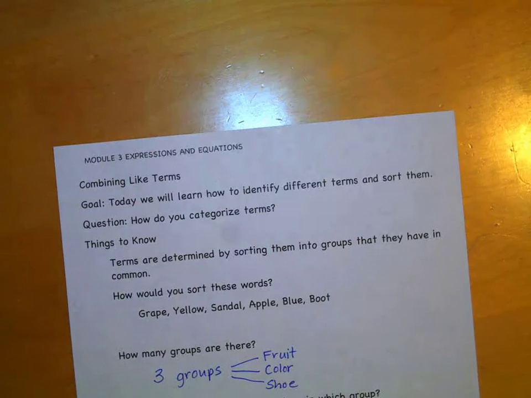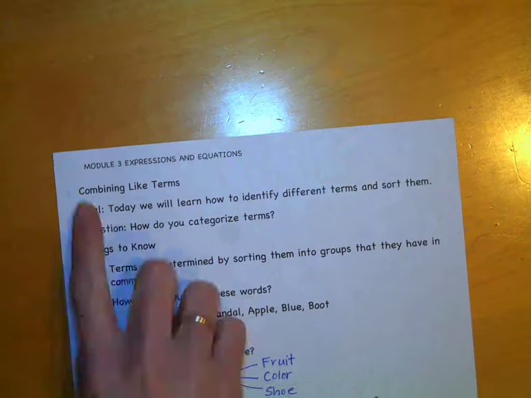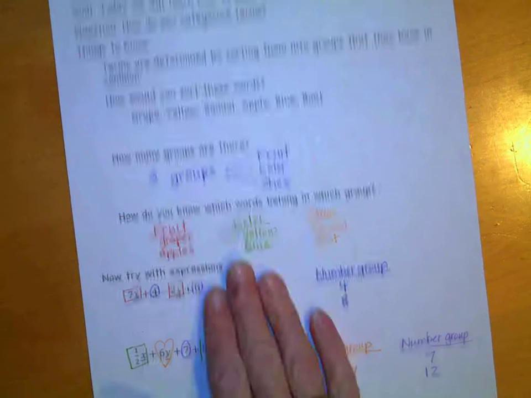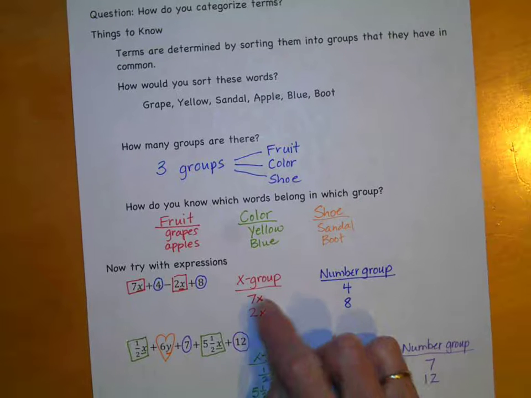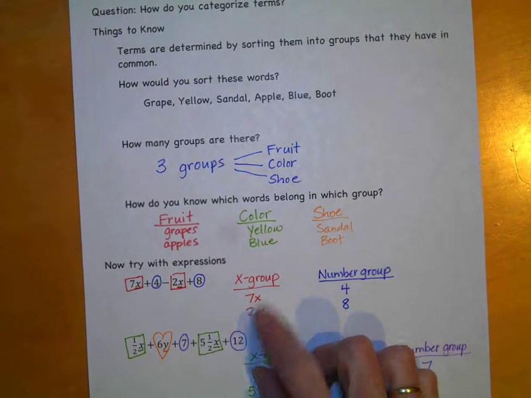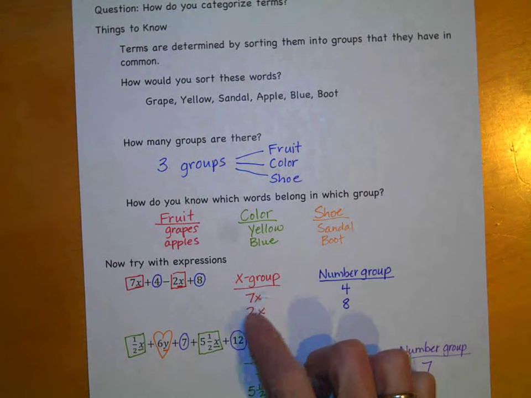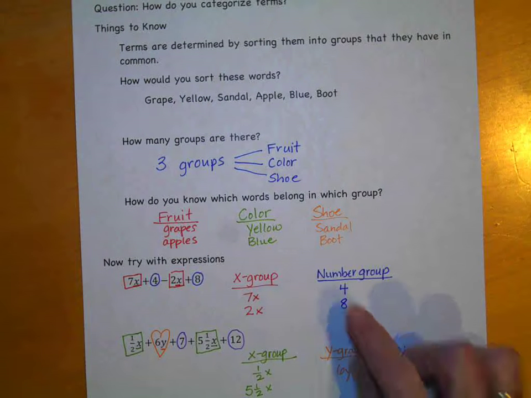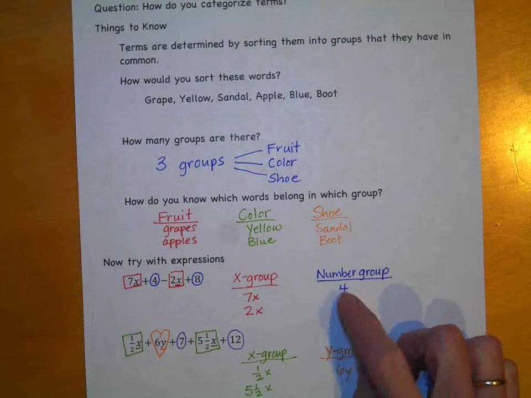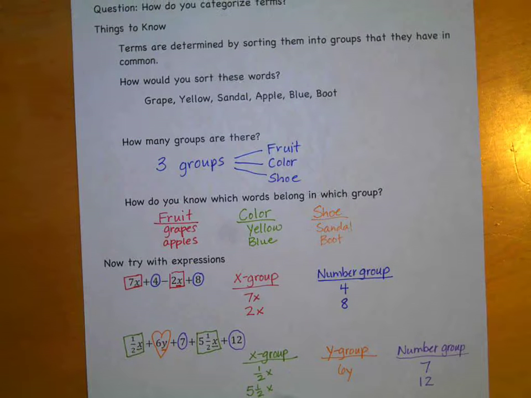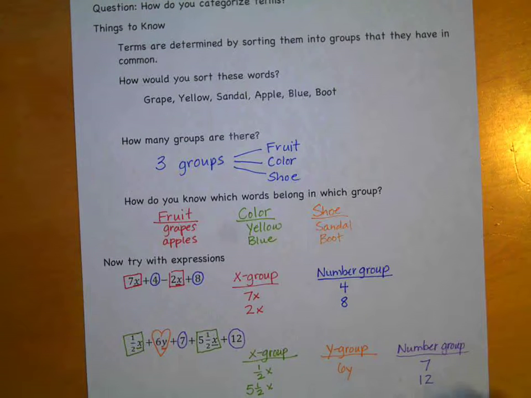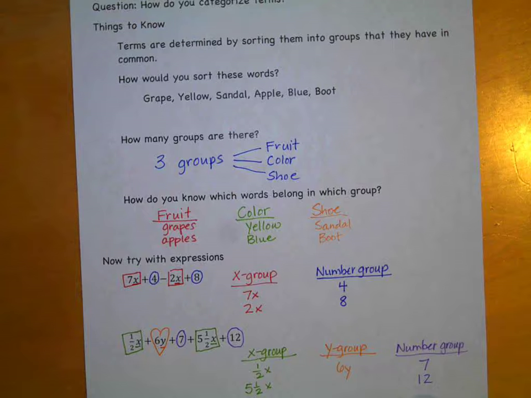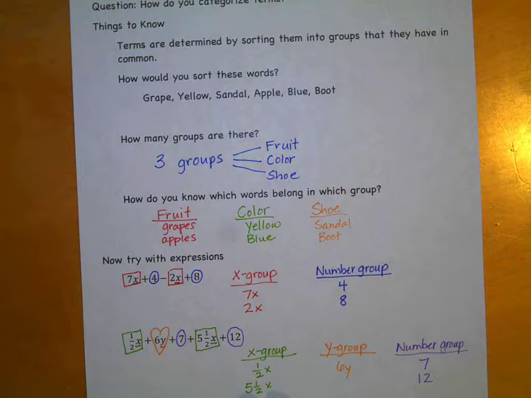Let's go back up to the name of our lesson. It's called Combining Like Terms. Combining like terms means they can only be put together if they have the same thing in common. So the x's can be put together. If I have 7 x's and 2 x's, really I have 9 x's. If I have 4 and I have 8, really I have 12. If I have 1/2 x and 5.5 x, I really have 6 x's. If I only have 6 y's, then I have 6 y's, and 7 and 12 together make 19. So we're actually combining them once they were put in the correct group.